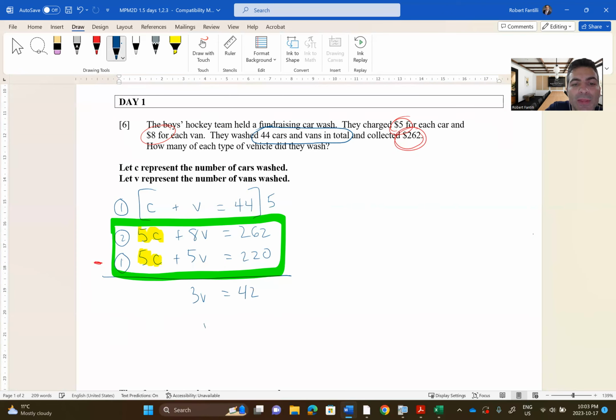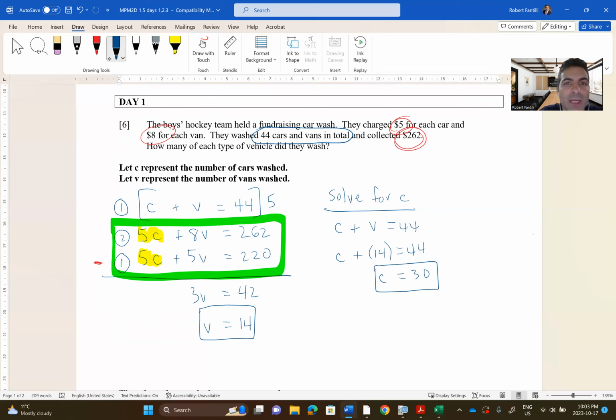And then regardless of whether you chose substitution or elimination, the next part is the same. We have to solve for the other variable. In this case, we're solving for C, or the number of cars. And the easiest equation to use is the first one, C plus V equals 44. We already know V is 14, so we always start with the equation, then we show that we're subbing in, and then we can skip as many steps as possible. So I know C is going to equal 30.